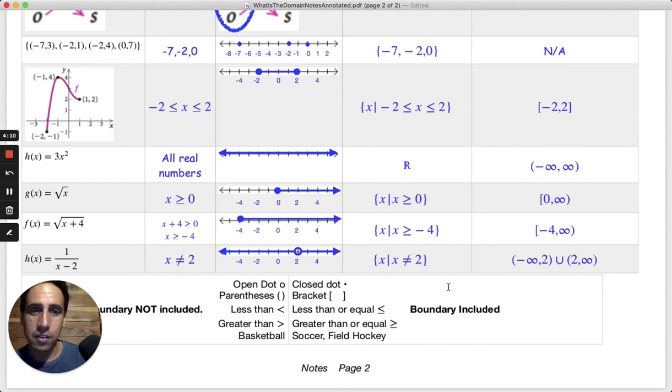But all these ideas are included: closed dots on graphs, brackets in interval notation, less than or equal to symbols, greater than or equal to symbols. And I know in soccer and in field hockey, if you step on the line, if the ball bounces on the line, then the ball is still in play, or you are still in play. The boundary is included in that. So there it is.